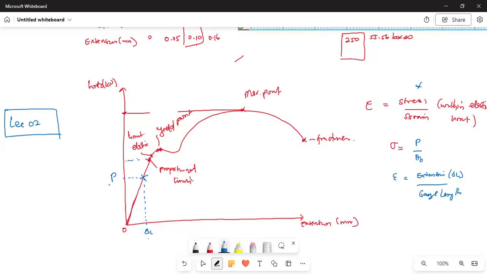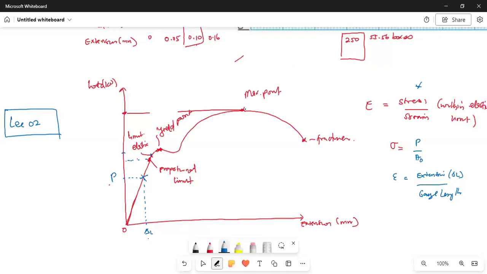If you want to find the stress at the elastic limit, I say elastic limit is where the curve actually starts, and it's very close to the proportional limit. When you trace this to the load axis, you pick that load. So load at elastic limit divided by original area will give you the stress at the elastic limit.